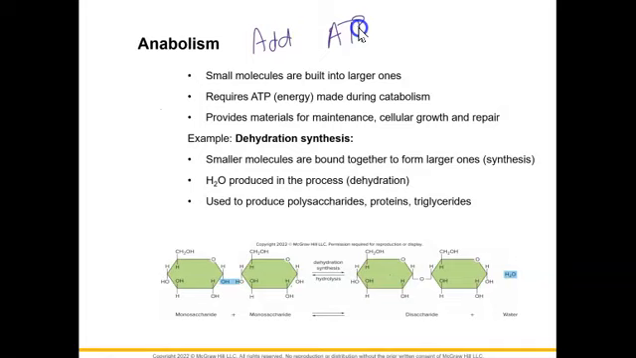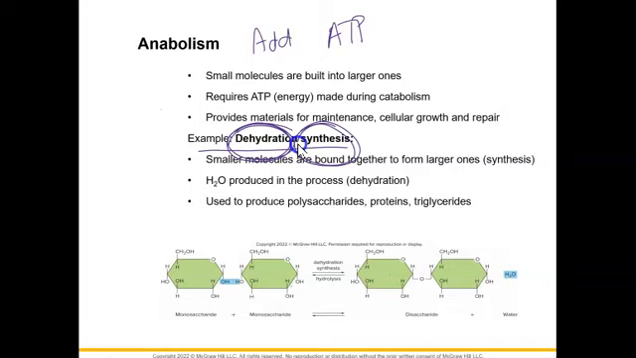Now, the name of the type of chemical reaction that is used for anabolism is called a dehydration synthesis reaction. This may seem like a complicated term, but just remember that dehydration means that water is being kicked out. So basically we're removing water. And synthesis tells us that this is a type of reaction in which we're building something.